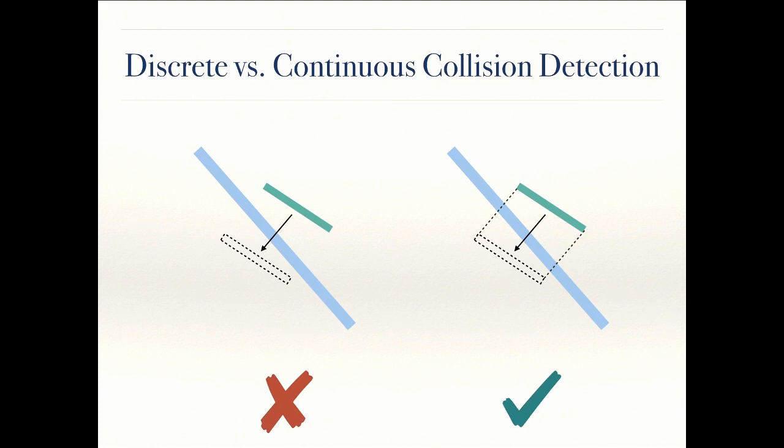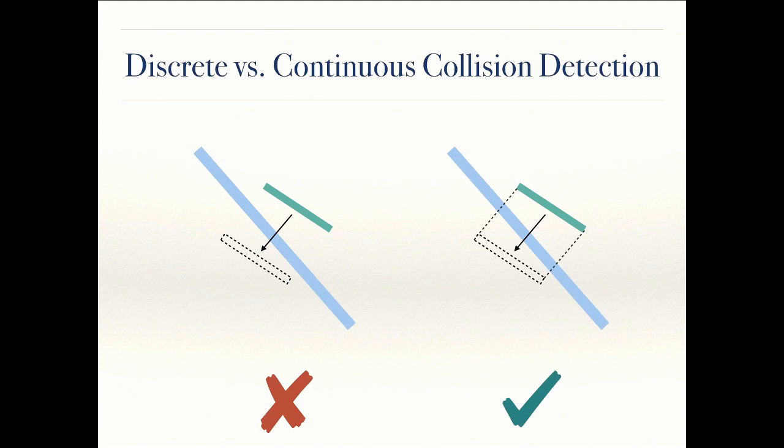Collision detection can be either discrete or continuous. If we consider, for example, these two objects, and we want to know if they're going to collide during a time step. They're both very thin objects, and if we only test at the end of the time step, let's say this one's stationary and this one travels like this during the time step. If we only look at the end of the time step, we'll say there's no collision because this object is not colliding with this object.